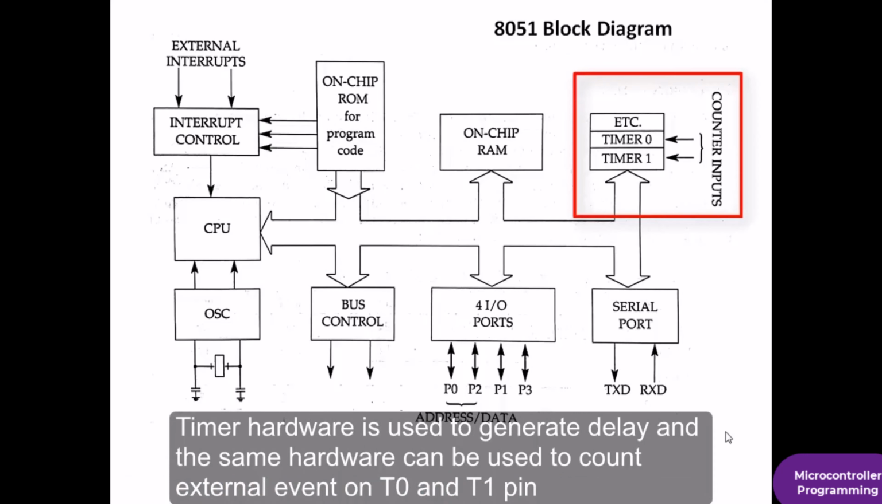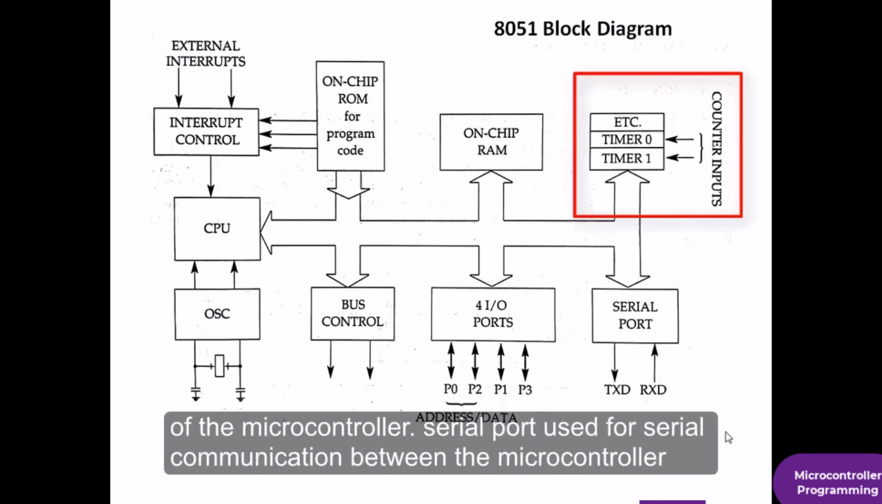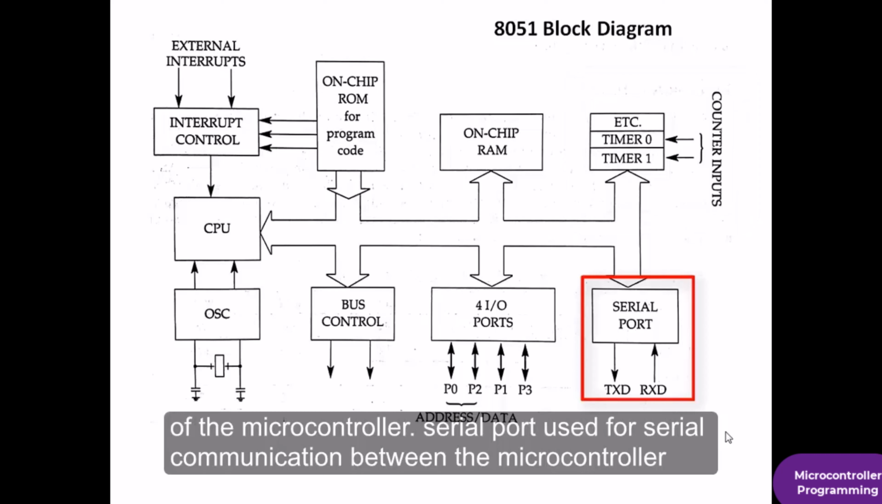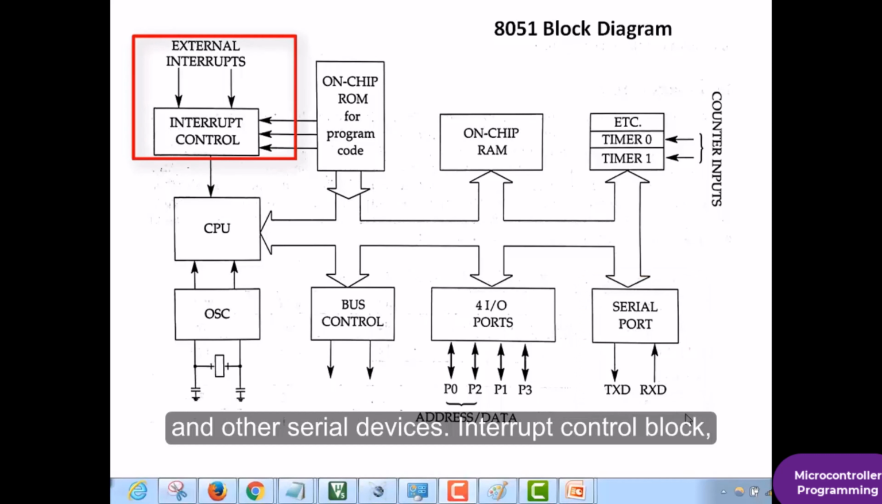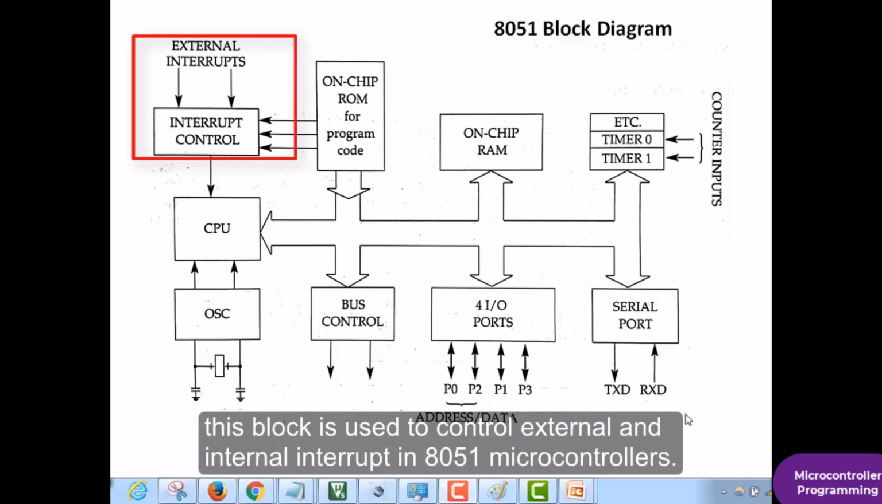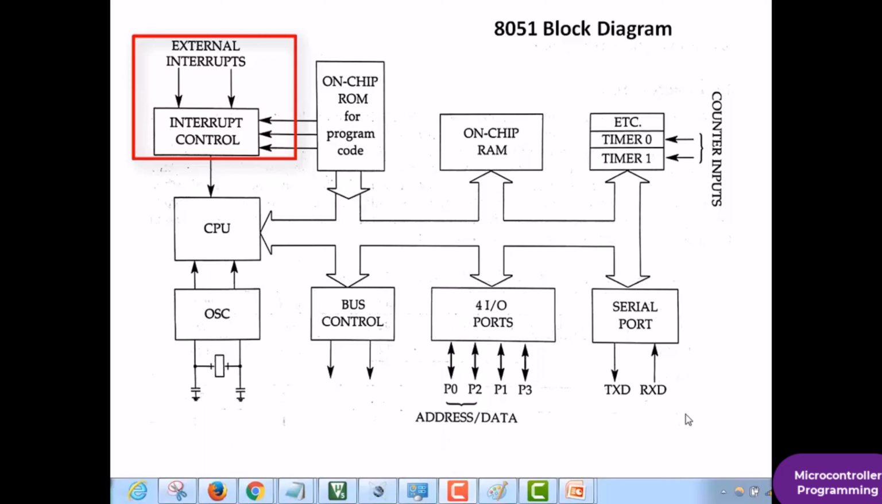And the same hardware can be used to count external events on the T0 and T1 pins of the microcontroller. Serial port: the serial port is used for serial communication between the microcontroller and other serial devices. Interrupt control block: this block is used to control external and internal interrupts in the 8051 microcontroller.